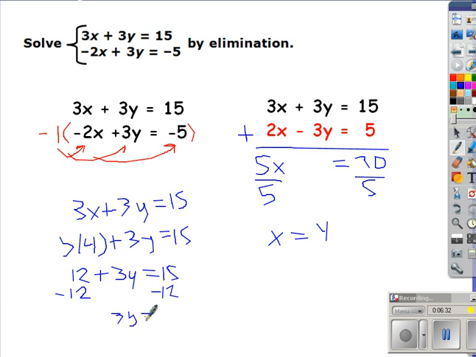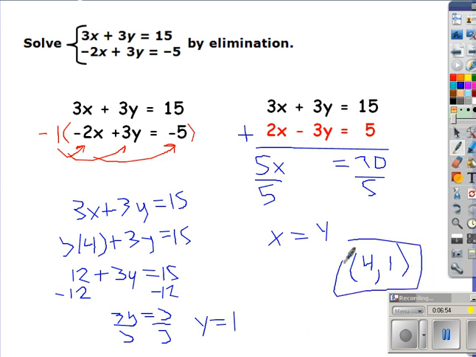3y ends up equaling 3, which is really nice because when I divide both sides by 3, y ends up equaling 1. So now I know what x is, I know what y is, I can write my ordered pair for my solution, x then y. The solution for this system of linear equations is (4, 1).